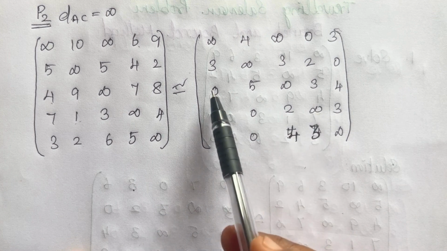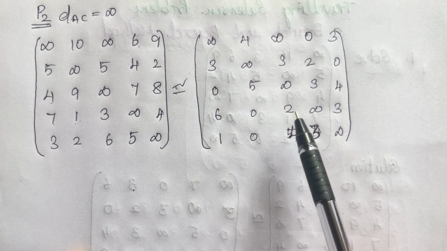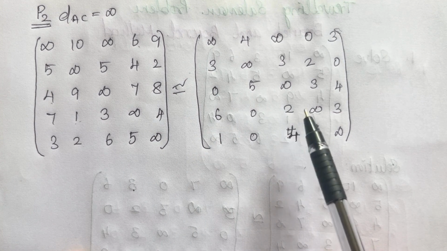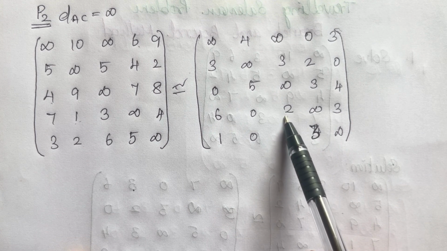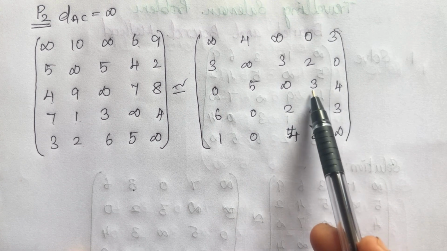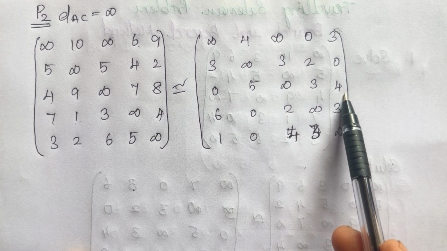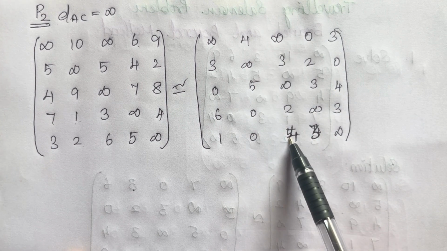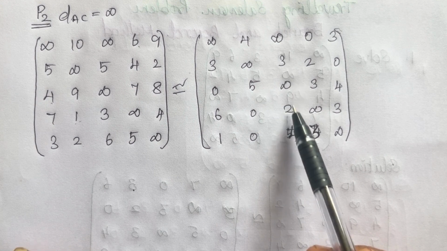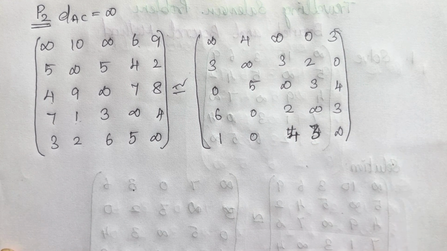Okay, now we need to check whether the zeros are in each column. First column, second column. Here there is no zero in the third column. Fourth column, fifth column have 0. So now we need to change this third column. The minimum element is 2, so 2 will be subtracted from the column. So I'll make it quick.